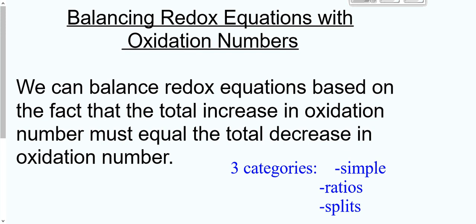So we're going to do this in 3 categories. And in this first category, we're going to start with simple redox reactions. It's really the same set of rules for all 3, the remaining 2, the ratios and the splits, just having 2 little "what do I do in this case" type scenarios. But for this first lesson, I want us to focus on the basic rules for simple redox reactions.